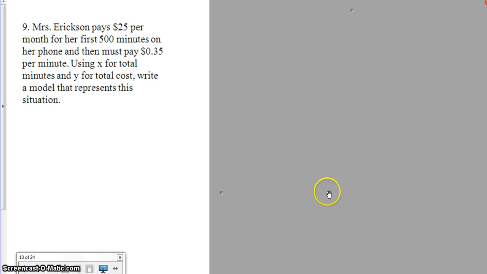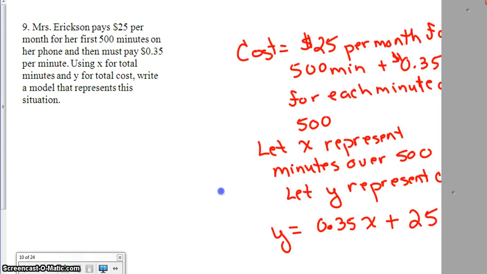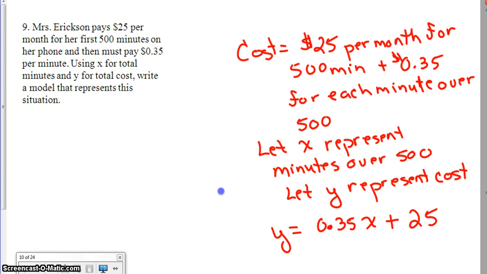This one is a bit tricky because, of course, look at this. It says first 500 minutes on her phone. So you do have to be careful with this. I've changed it just a little bit so that I could say let X represent minutes over 500, okay? If you've come up with a different answer, we're going to talk about this one in class, okay? But this is a good starting point.